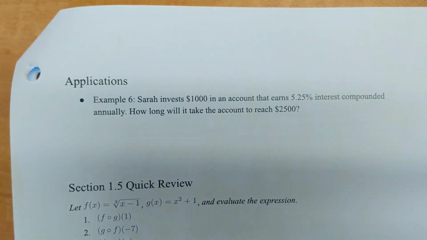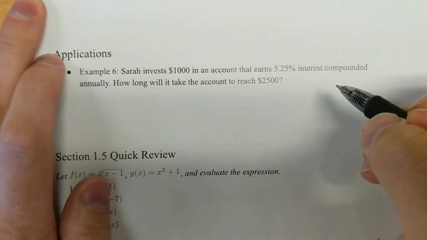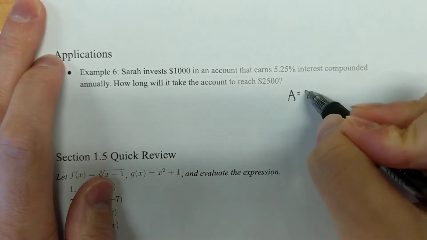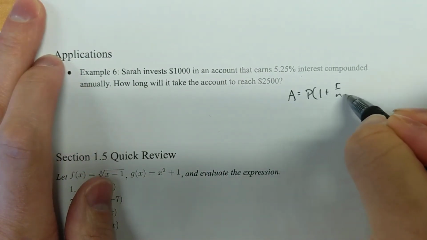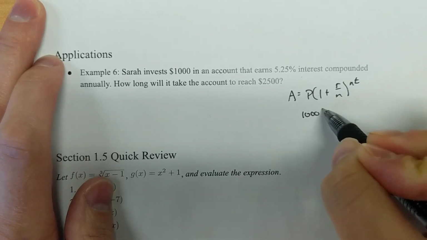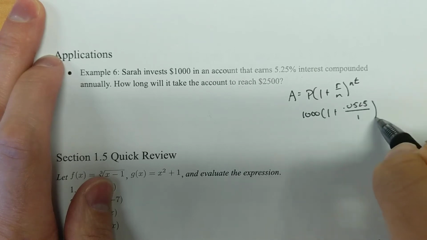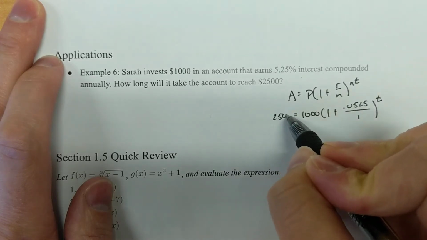Okay, so example 6 here. Sarah's going to invest $1,000 in an account that earns 5.25% interest compounded annually. How long will it take the account to reach $2,500? So here's our generic equation. I'm going to fill in my values. She invests $1,000 at 5.25% interest compounded once per year. And then when is it going to reach $2,500?